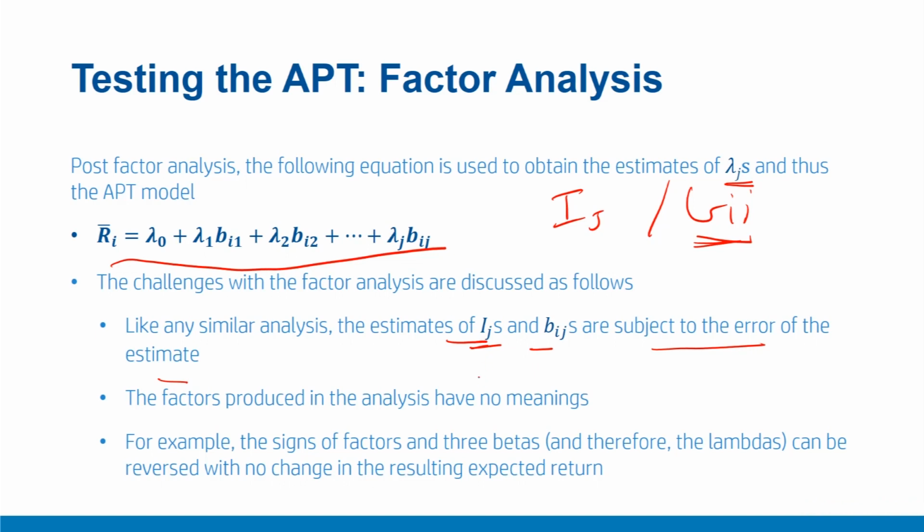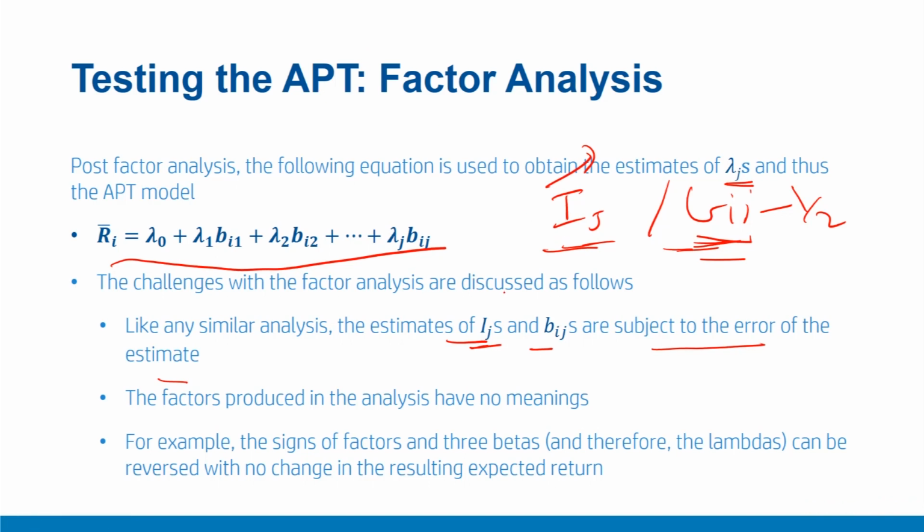For example, once you have IJs and BIJs from factor analysis, you can very well change their sign or multiply and discount their magnitude. For example, IJs can be doubled and BIJs can be halved without creating any effect on the mathematical analysis, or IJs can be put negative and BIJs can be put negative. Signs can be changed without affecting the model or analysis. So in a sense, these IJs and BIJs do not have any economic interpretation that is driven by factor analysis.